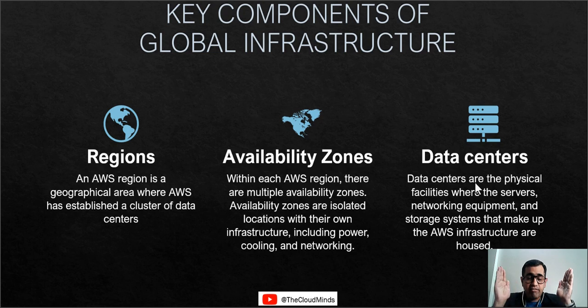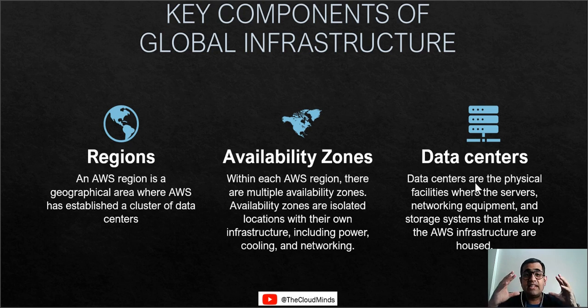The data centers are physical facilities where the servers, network equipment and storage systems that make up the AWS infrastructure are actually housed. Now, for redundancy and high availability, it is always recommended for you to go for multi-AZ deployment. There is something called a multi-availability zone deployment, so that if one of the availability zones fails for some reason, be it natural calamity or some other reasons like networking, then your system will still cater to the users using the other availability zones.